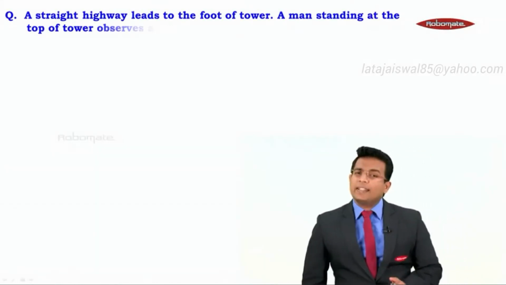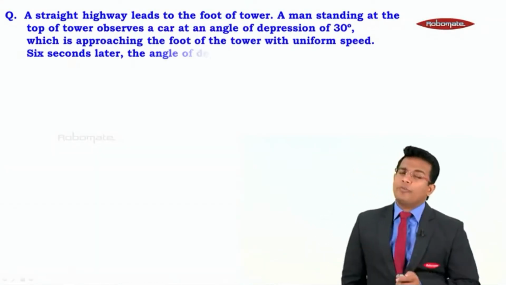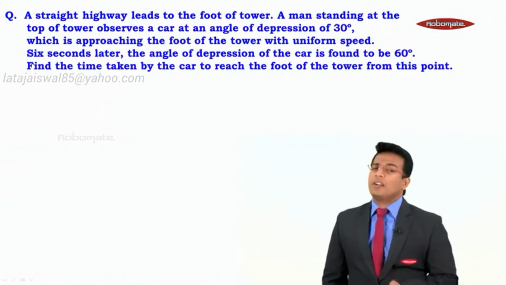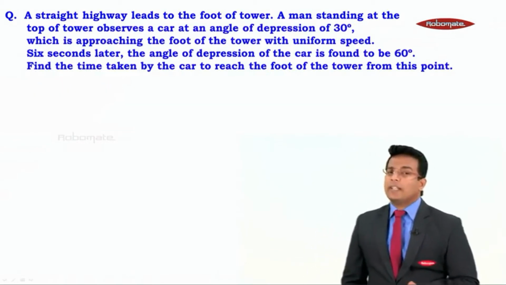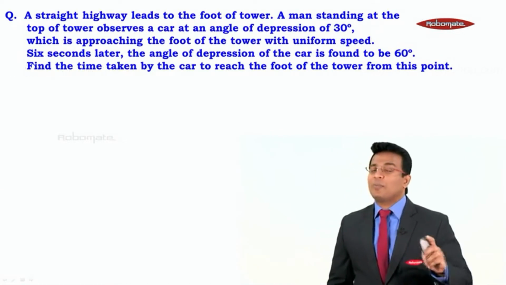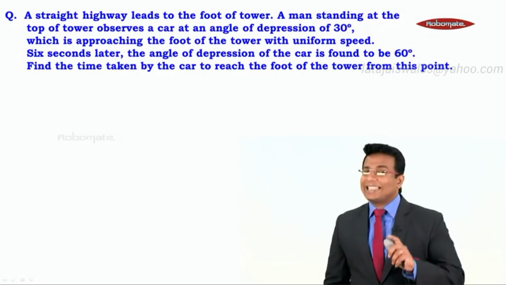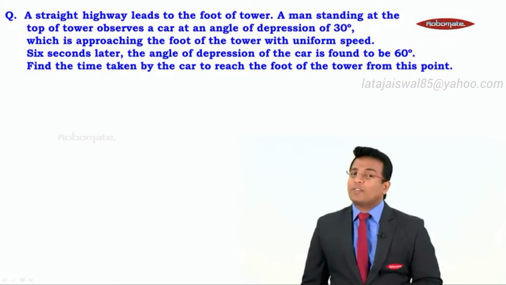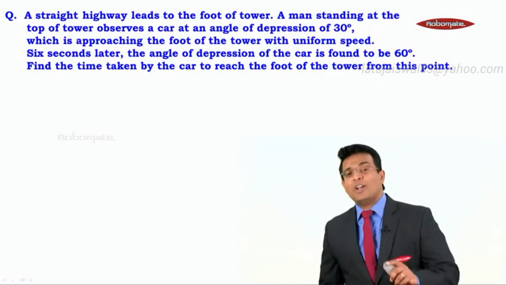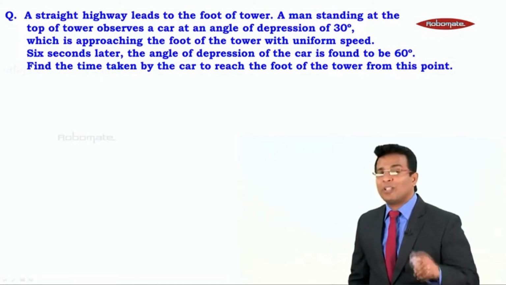Let's see the sum. It says a straight highway leads to the foot of a tower. A man standing at the top of the tower observes a car at an angle of depression of 30 degree, which is approaching the foot of the tower with uniform speed. 6 seconds later, the angle of depression of the car is found to be 60 degree. Find the time taken by the car to reach the foot of the tower from this point.